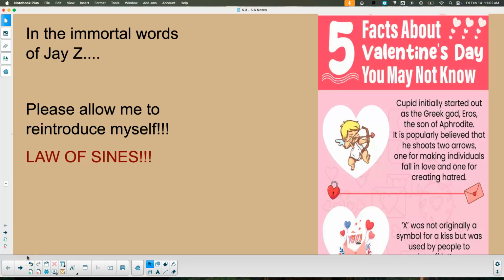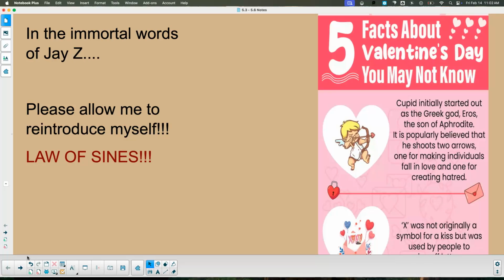So, in the immortal words of Jay-Z, allow me to reintroduce myself. I am the law of sines. Okay? So, we are on the cream-colored sheet today. We are going to be developing, or reintroducing you to, the law of sines. You saw it first in geometry, back when you were trees. And now we're going to see it again.